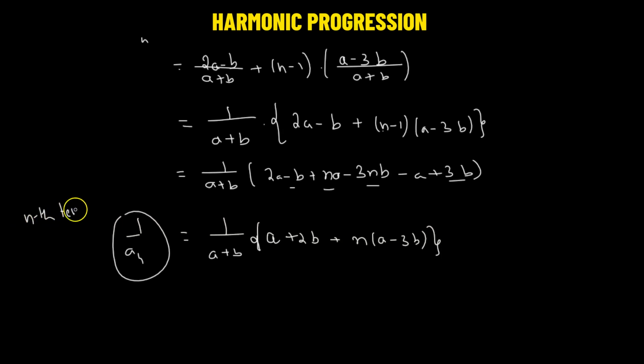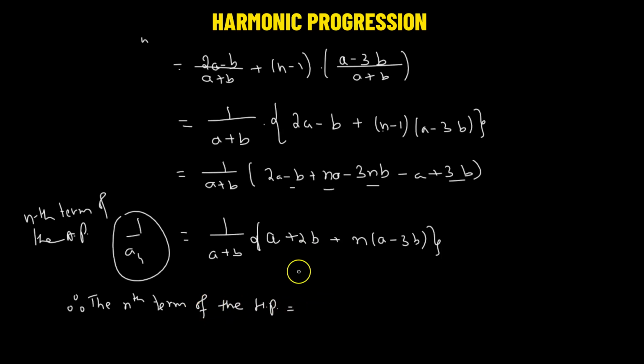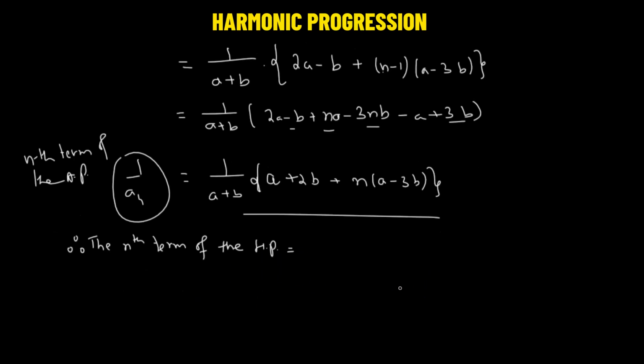This is the nth term of the arithmetic progression, but we need therefore the nth term of the harmonic progression. So that will be, we'll take the reciprocal, so that we will finally get (a plus b) in the numerator and the denominator, we have (a plus 2b) added to n times (a minus 3b).